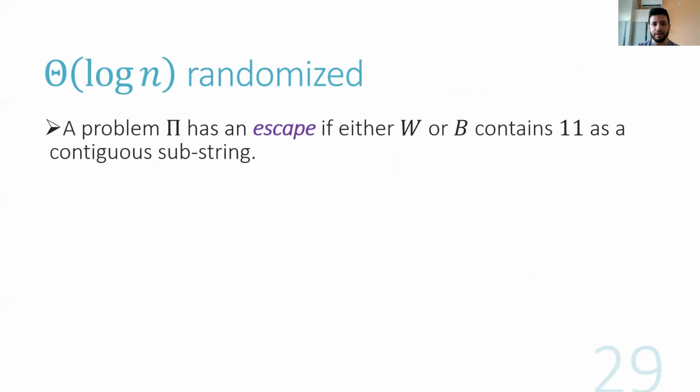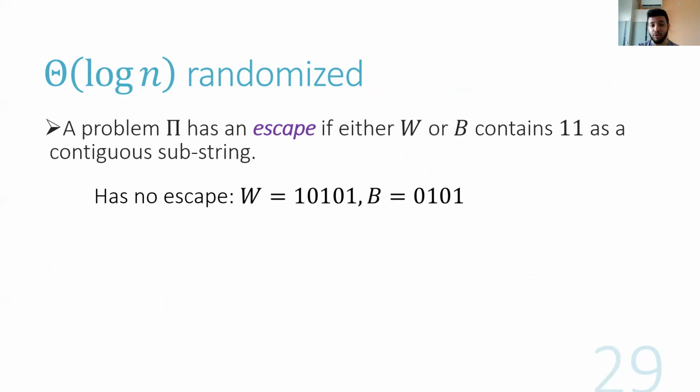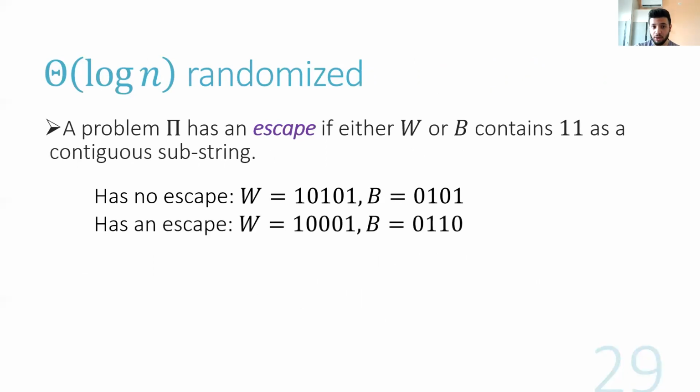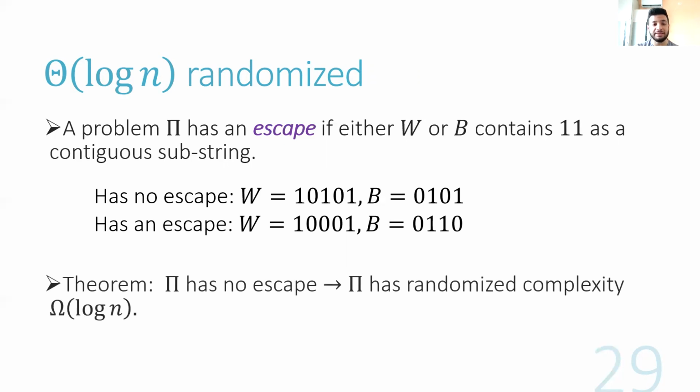Also, we define the notion of an escape for a binary labeling problem, which is very simple. We say that a problem pi has an escape if either W or B contains the substring 1 as a contiguous substring. So for example, this problem has no escape, while this problem has an escape. And our theorem is that if pi has no escape, pi has randomized complexity theta of log n.